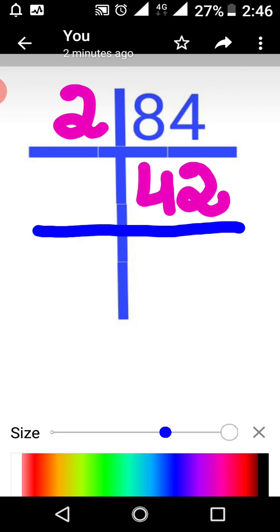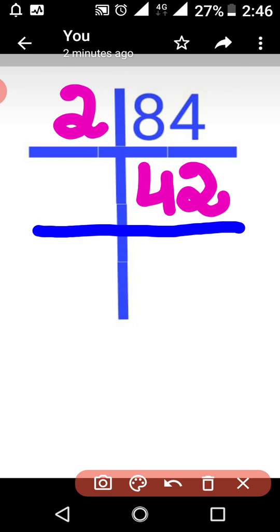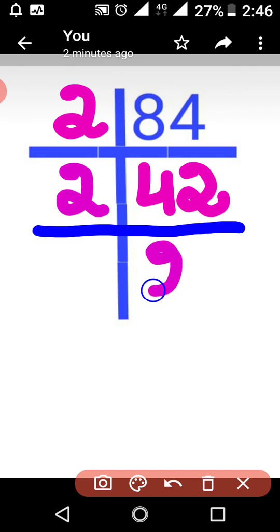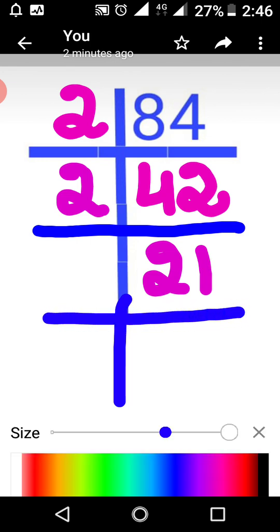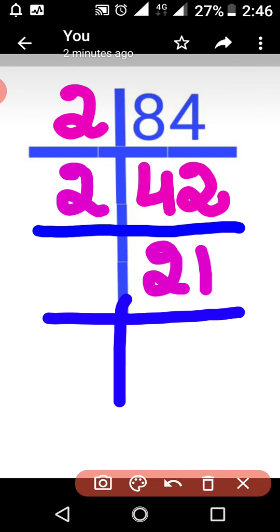Next again check for which number it is divisible. 42 is divisible by 2 again. So 2 2s are 4 and 2 1s are 2, so 21. Again check for the next number. Here 21 is not divisible by 2 but it is divisible by 3. 3 sevens are 21.